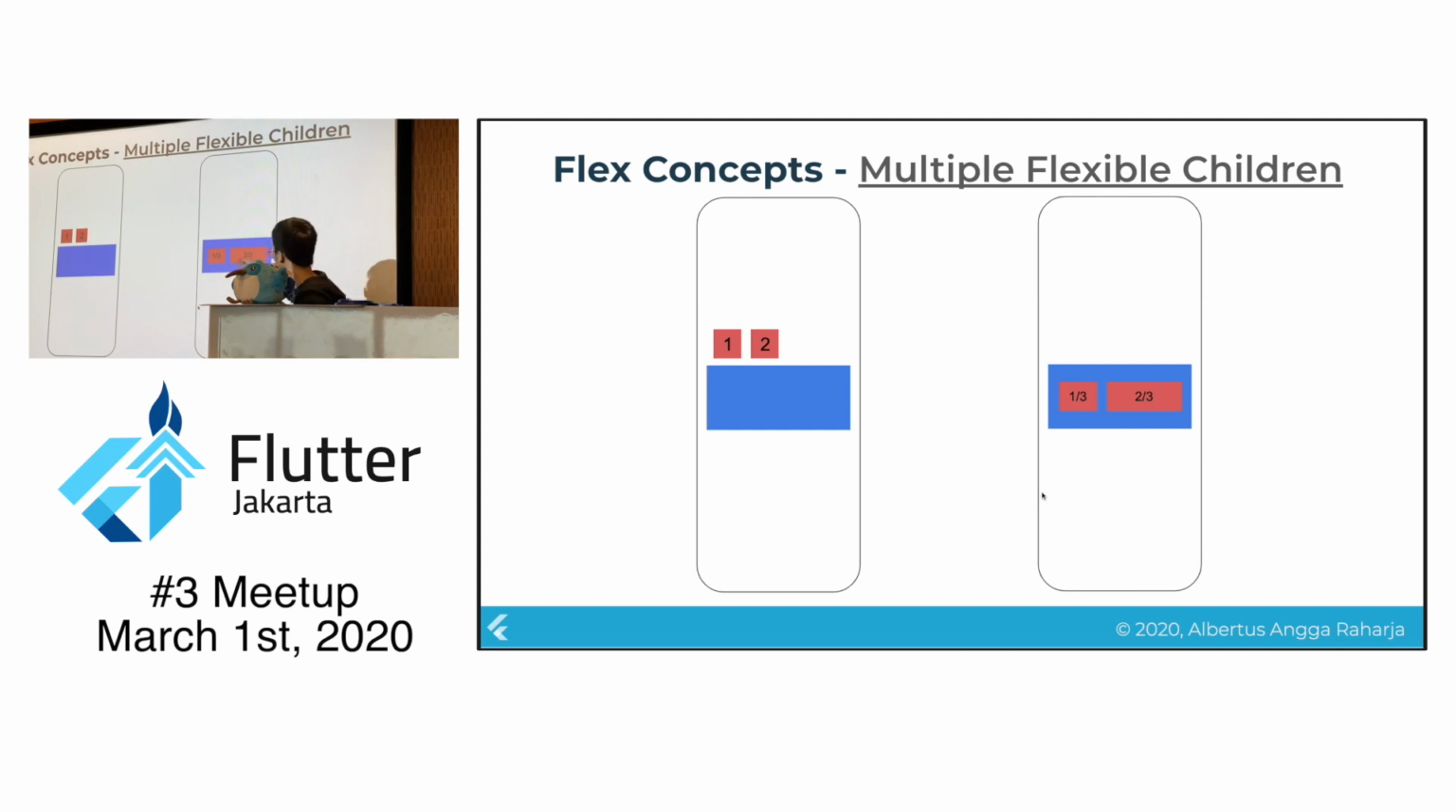It means that the first child will occupy 1/3 of the space, and the second one will occupy 2/3 of the space. So where does this number come from? The 3 here comes from the sum of all of the flexible children. Here the sum of 1 and 2 is 3. So if you have 3 children, 1, 2, and 3, the total of the flex factor will be 6. The first child will occupy 1 per 6, the second child will occupy 2 per 6 of the space, and the third one will occupy half of it.